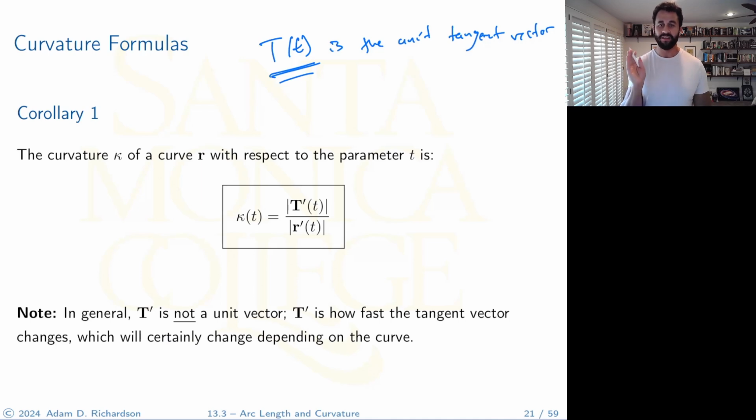T, capital T, is unit length. However, we are now differentiating that vector. So we're looking at the change in this vector, and the change in that vector certainly depends on the curve. So you can have a unit tangent vector, but the way that it changes depends a lot on the curve. So beware, it's not just a unit vector the whole time.